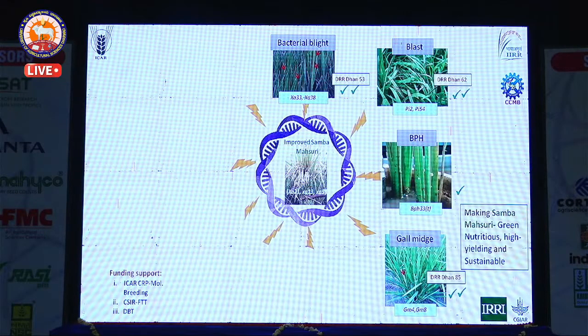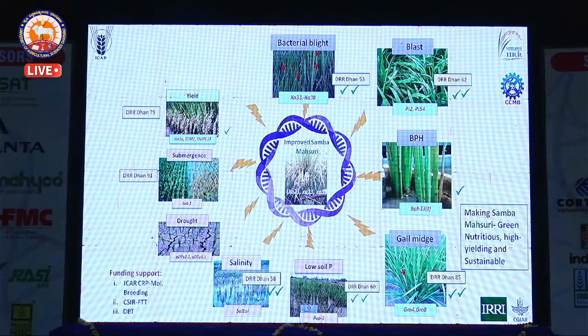Then gall midge resistant versions, and Jivas versions which have got tolerance to abiotic stresses, and finally versions of Samba Mahsuri which can give higher yield also.